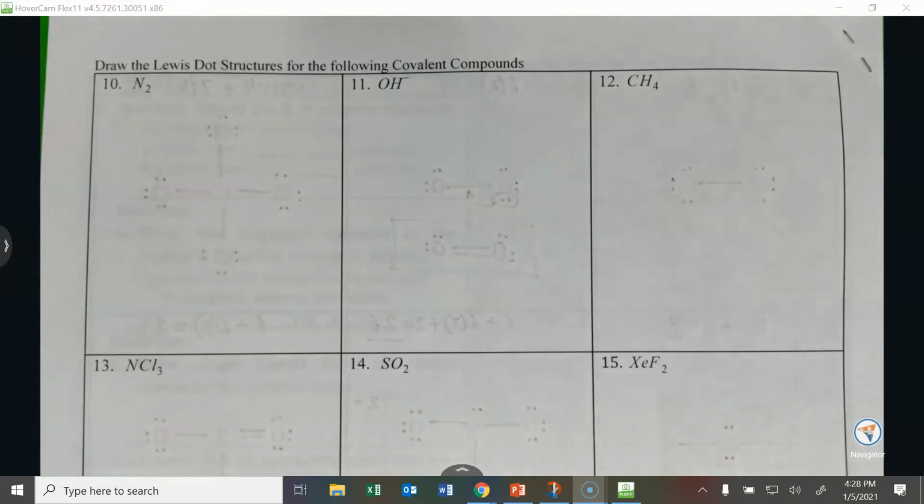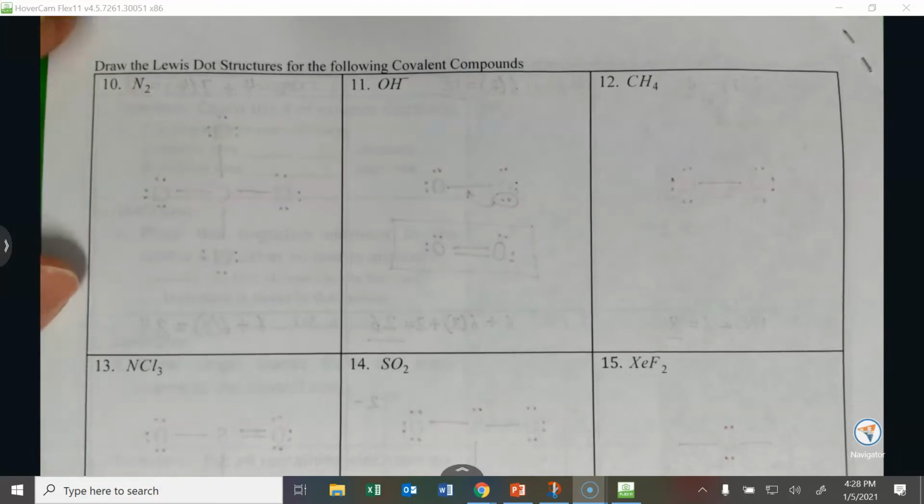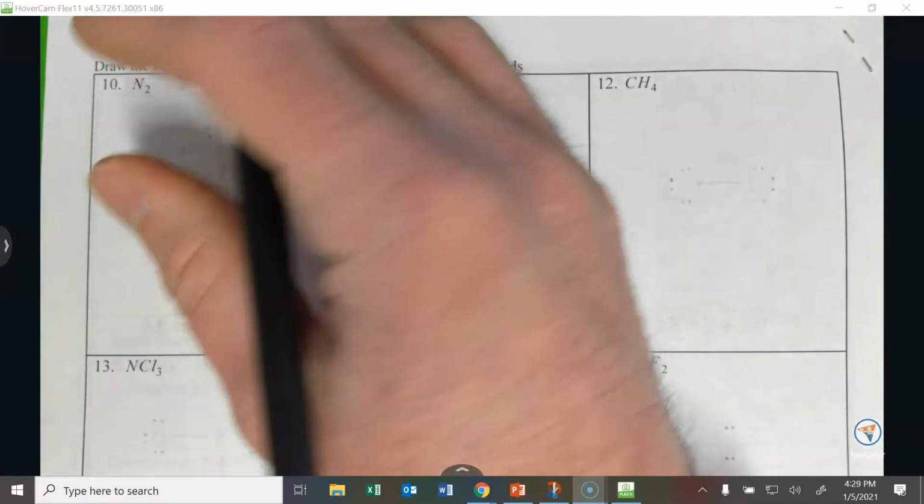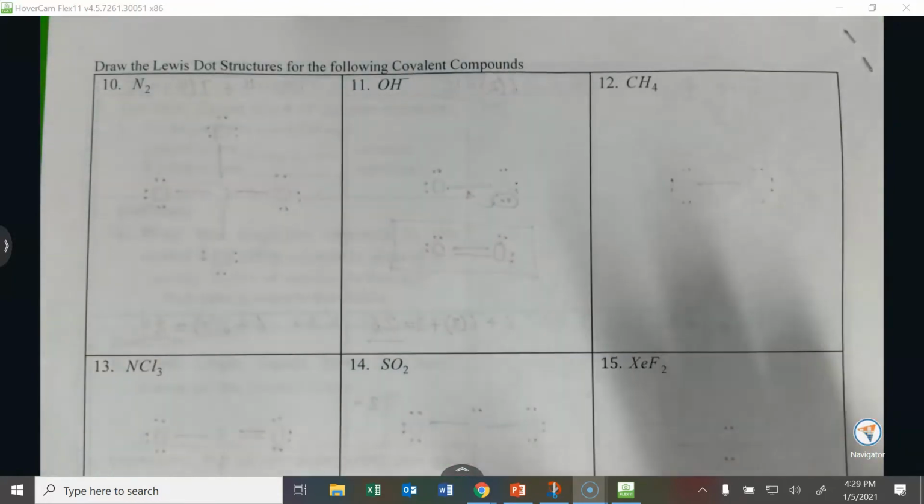Alright, so this is the last page in the notes on Lewis dot structures for covalent compounds. In this case, we're going to have to decide what the central atom is sometimes. This one's not too hard. Let's start first, before we get into the skeleton, by figuring out how many electrons we have to work with.